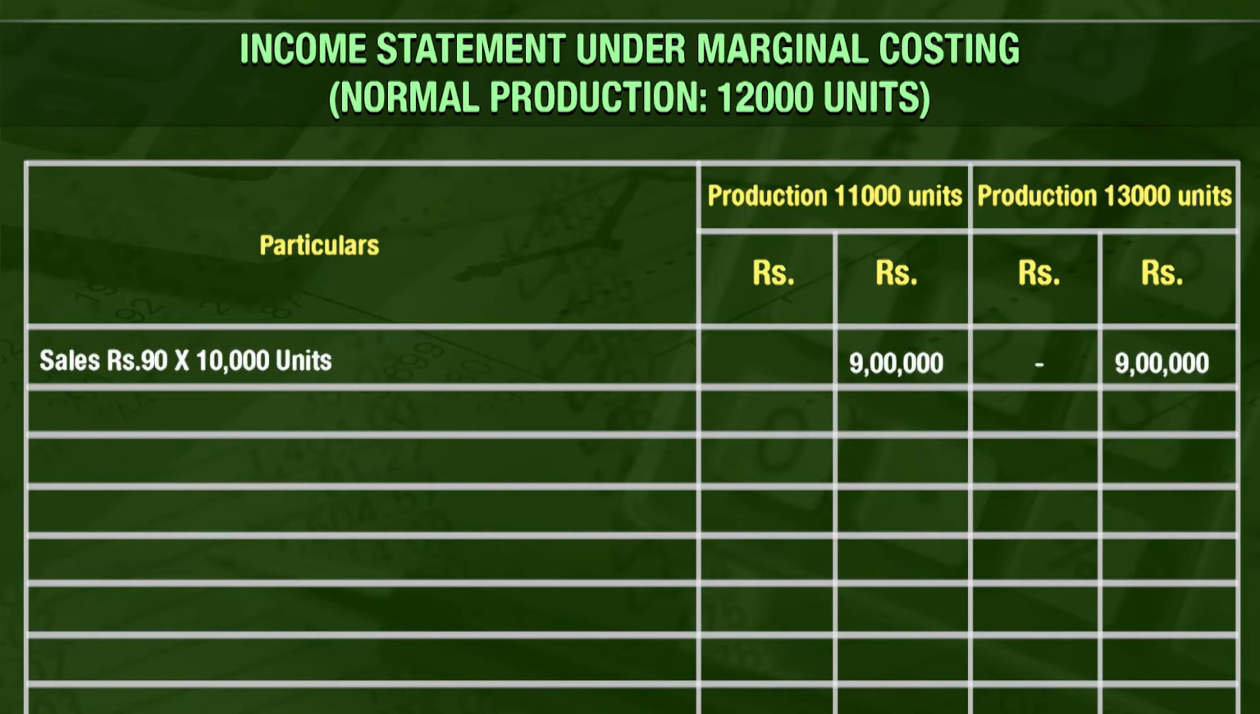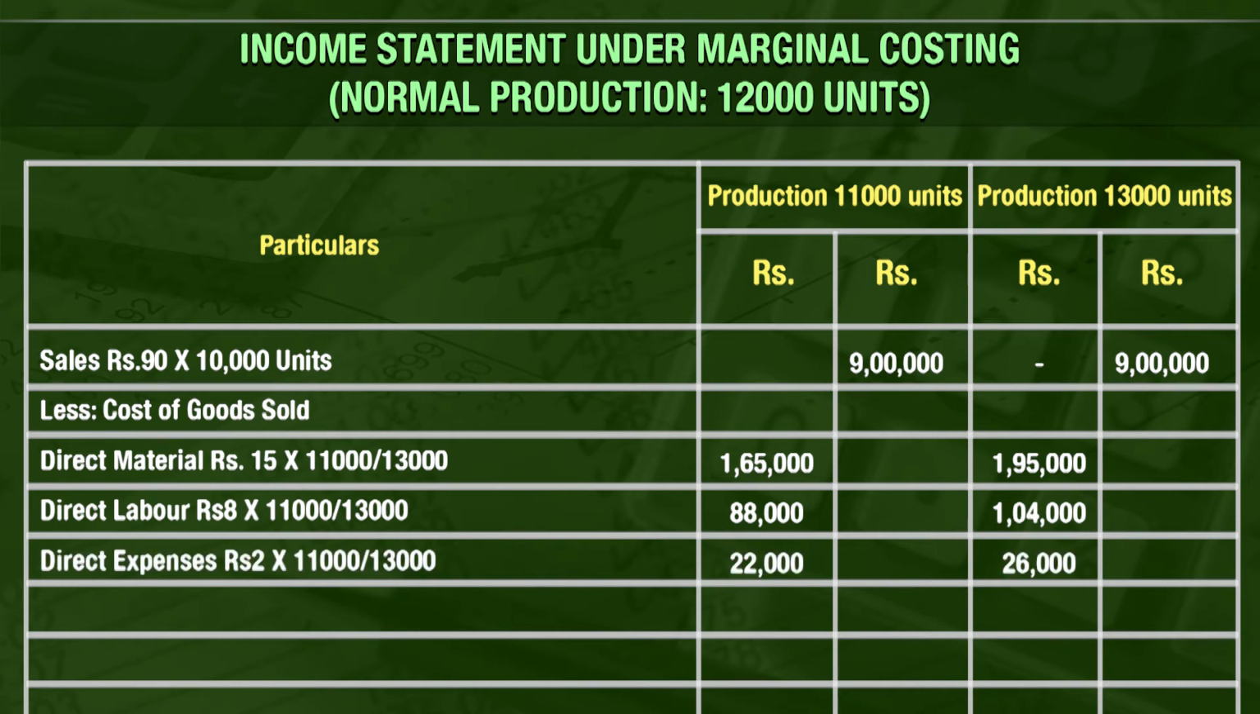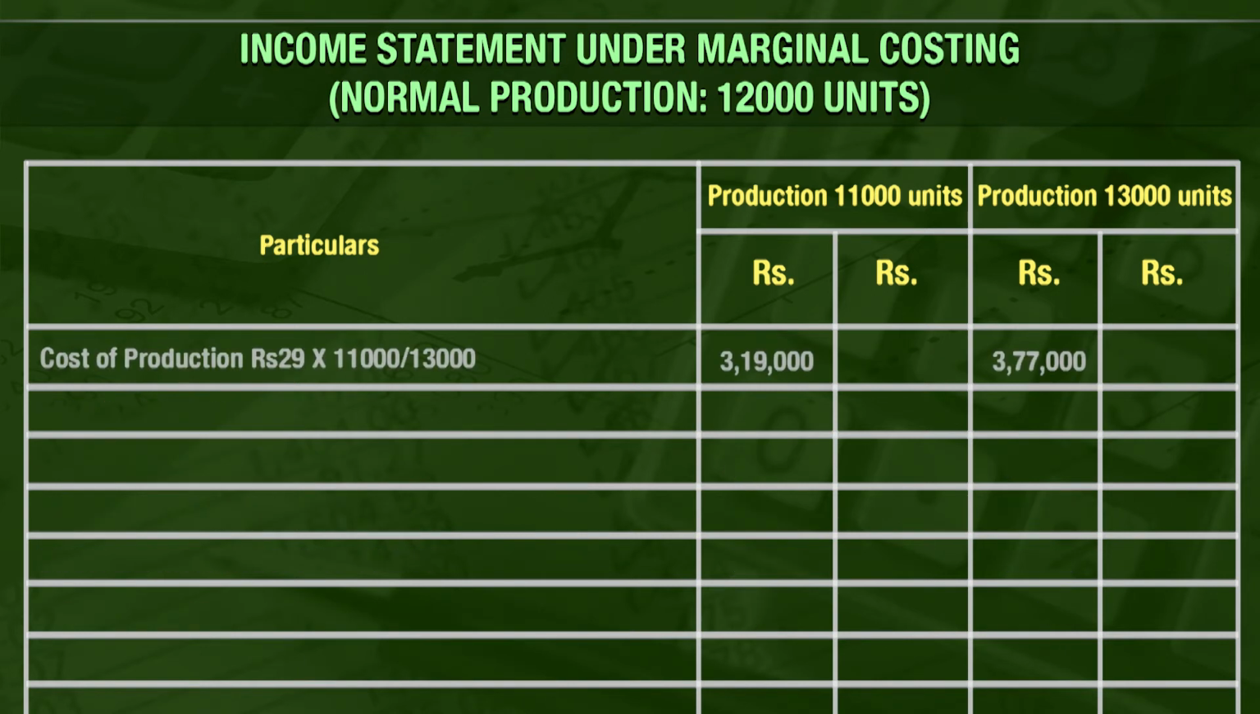Sales is rupees 9 lakh, from where we have to deduct the cost of goods sold. Direct material 1,65,000, 1,95,000, direct labor 88,000, 1,04,000, direct expenses 22,000, 26,000, variable factory overheads 44,000 and 52,000. Now friends, you recollect your previous income statement where we have considered fixed factory overhead, while in this case we have ignored fixed factory overhead, only variable factory overheads are considered. Therefore, now our production cost will be rupees 29 per unit for 11,000 units and 13,000 units.